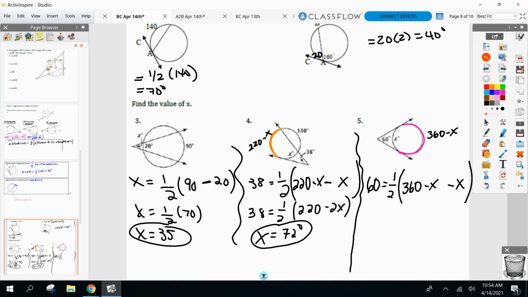Anybody at home? Any questions here? I've got to challenge you more than just actually giving you the arc measures like I did in number 3. You've got to be challenged more than that. Same thing. Distribute the 1/2 or multiply by 2. Whatever floats your boat.